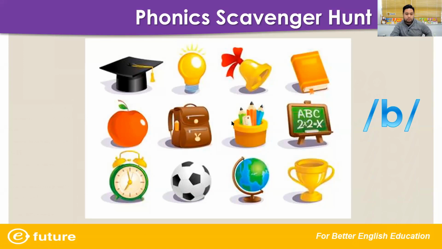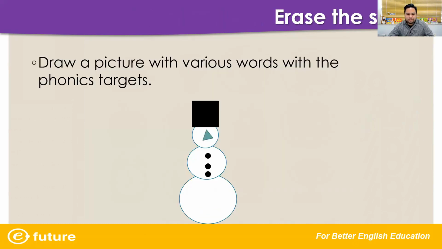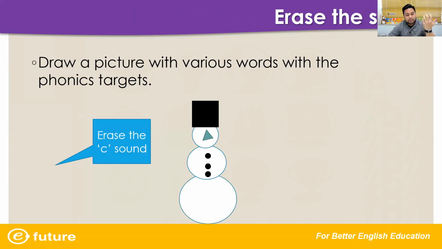So then they could go in: bag, bowl, bell. If they're really strong in vocabulary: bulb, light bulb, book, board, black. So there's different things that they can go for, right? So there's all these. Then we can circle them. Which one's there? Erase the sound. So you just give them a picture, give them the phonics target, and tell them to erase the sound. So we have the K sound here.